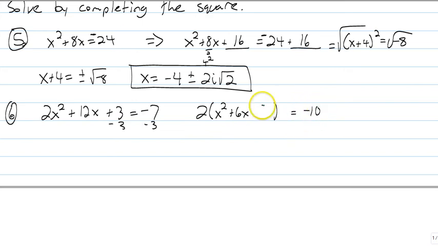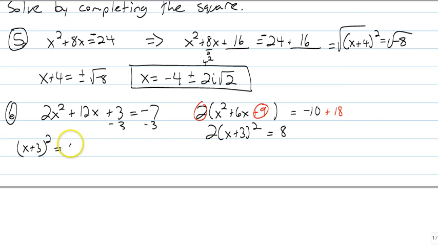So half of 6 is 3, squared is 9. If I add 9 on this side, I have to add 18 on this side because I'm adding a 9 times a 2. Again, because it's on the other side of the equation, that's why I'm doing the same thing. So I get 2 times x plus 3 quantity squared equals 8. Now we're just solving. If I divide by 2, I get x plus 3 quantity squared equals 4.